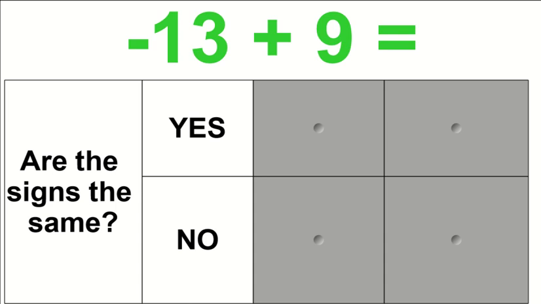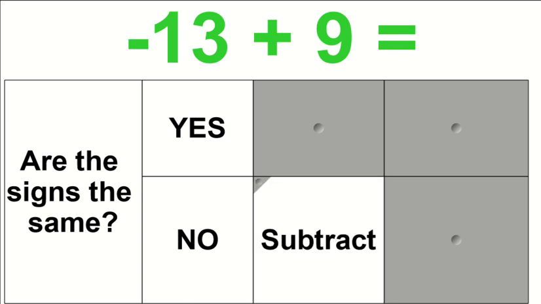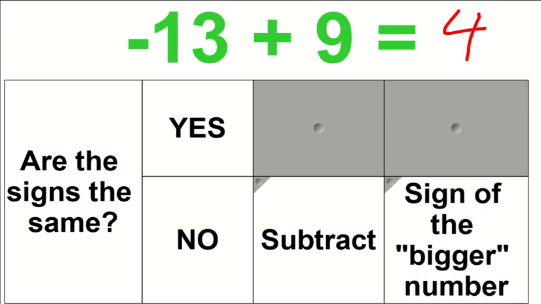first thing we're going to do is look at the signs. In this case, negative 13 plus 9, are the signs the same? No. If the signs are not the same, we are going to subtract. So 13 minus 9, 4. After you subtract them, use the sign of the bigger number.